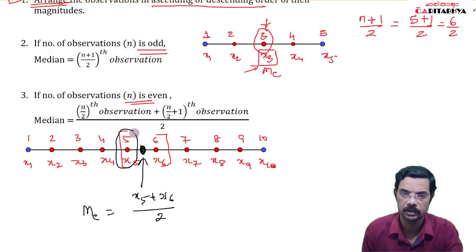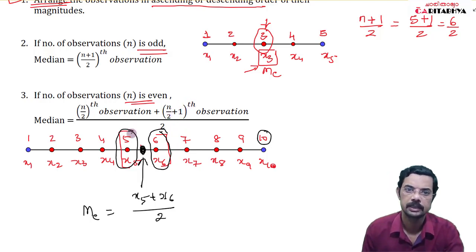n by 2th observation, that is, if the number of observations is 10, then 10 by 2 will give you the first number. And then the next number, that is n by 2 plus 1. The next can be obtained by adding 1, right? So this is the 5th observation plus the 6th observation divided by 2. What you get is the median. So this is the n by 2th observation plus the n by 2 plus 1th observation, divided by 2.